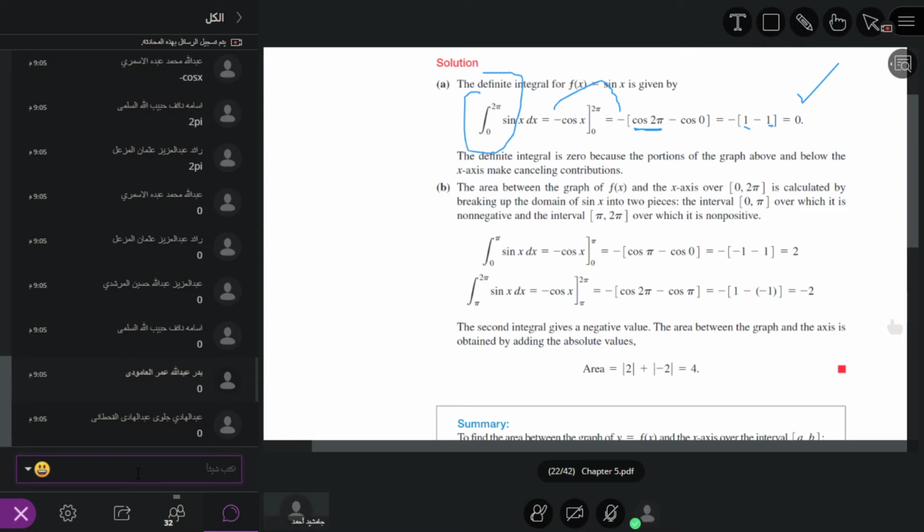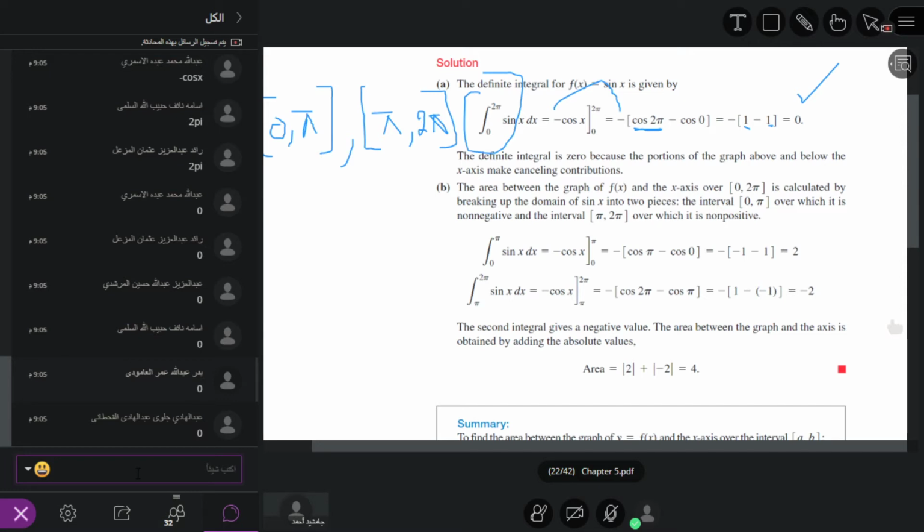So first of all, we divide the given interval from 0 to 2 pi into two sub intervals. What are the sub intervals? From 0 to pi, and pi to 2 pi. On these sub intervals, now we evaluate the definite integral of f of x.